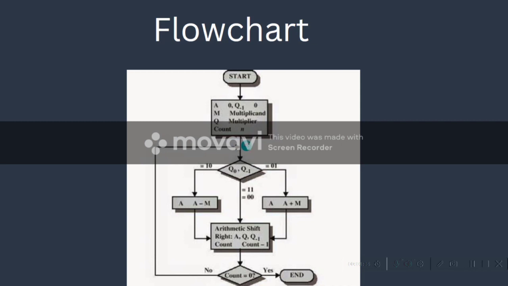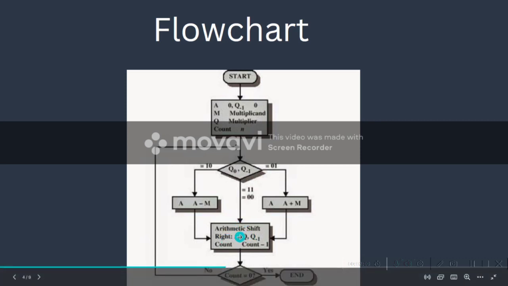So the next process says that we have to see the least significant digit of the multiplier, that is Q0 and Q minus 1. If it is 10, then we have to perform the operation A equal to A minus M, and if it is equal to 01, then the operation is A equal to A plus M. Otherwise, if Q0 and Q minus 1 are equal to 11 or 00, then the operation which we need to perform is directly the arithmetic shift operation, that is right shift all the digits and just reduce the count to count minus 1.